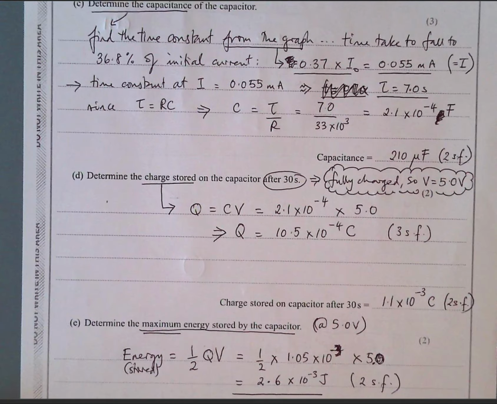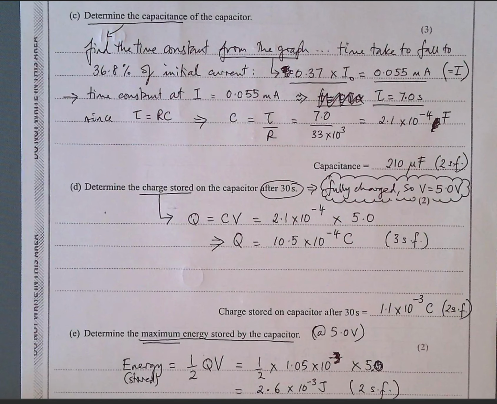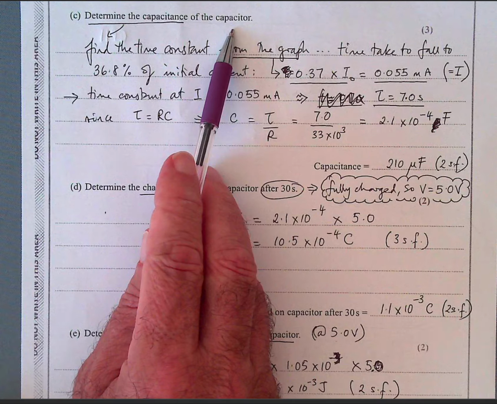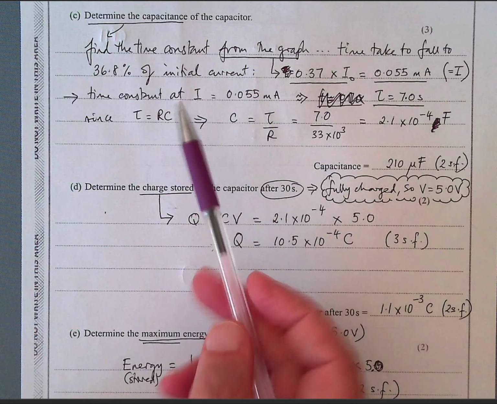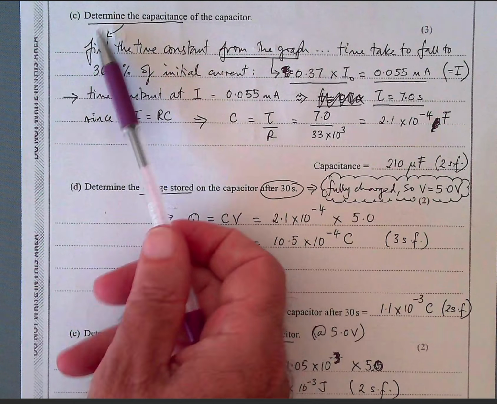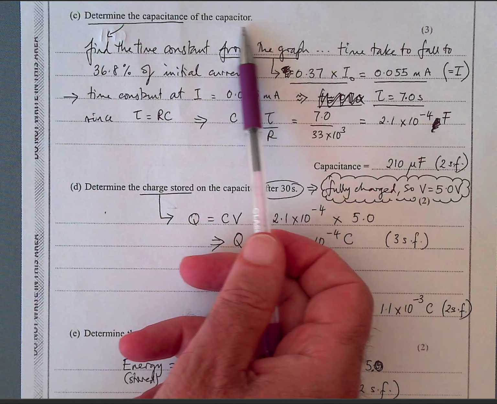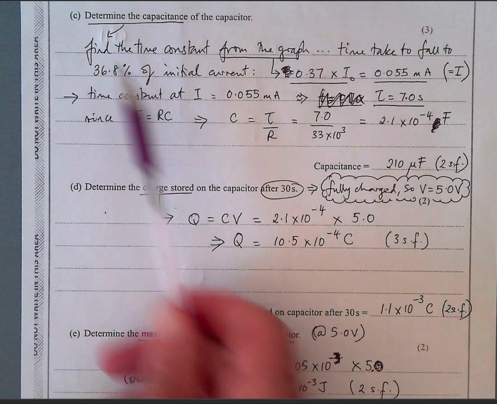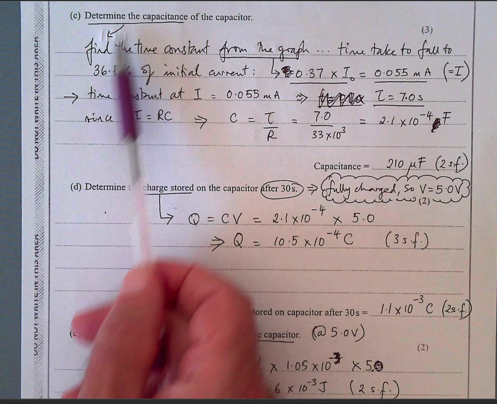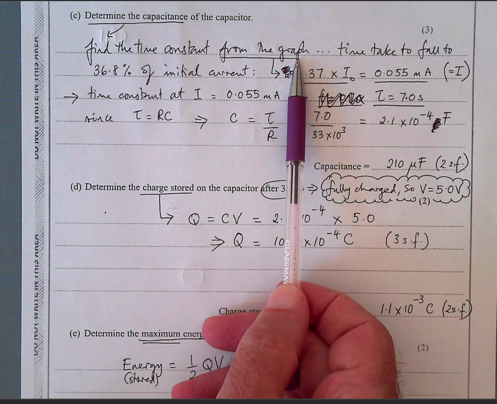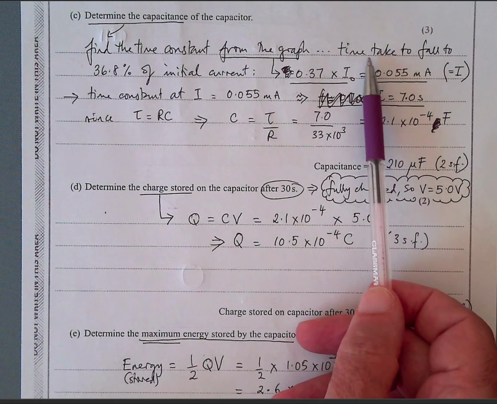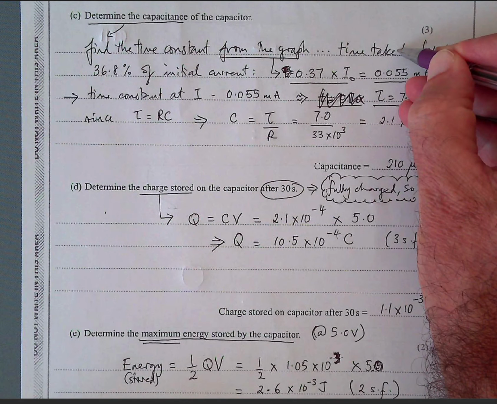I haven't got the mark scheme here to show you on the camera, but part C then says determine the capacitance of the capacitor. Well, this was a task that you could do from Core Practical 11, which is to determine the capacitance of an unknown capacitor, for example. So what I'm saying is, to do that, you need to find the time constant from the graph. That's the easiest way. And that's the time taken, or the time it takes.